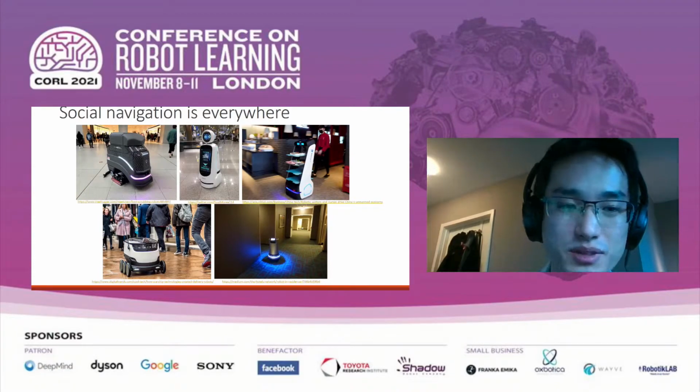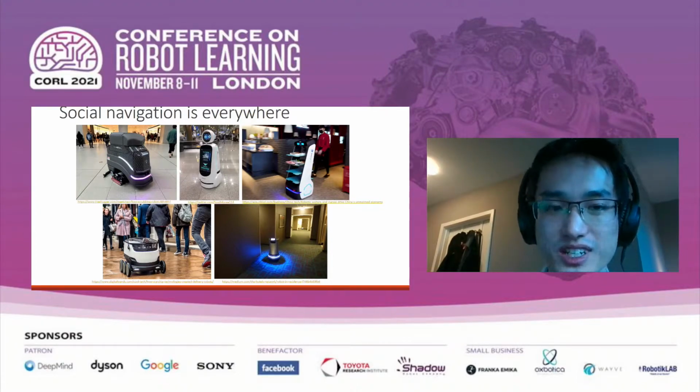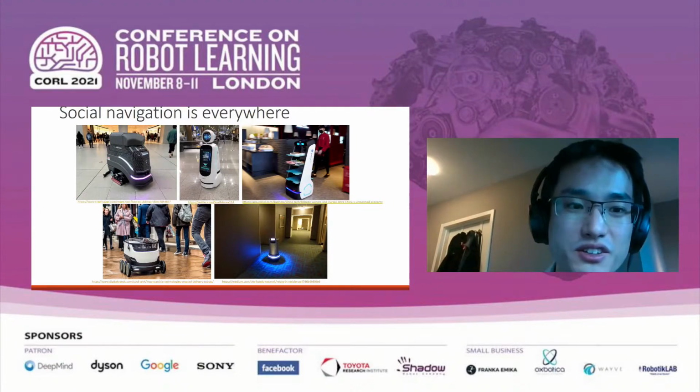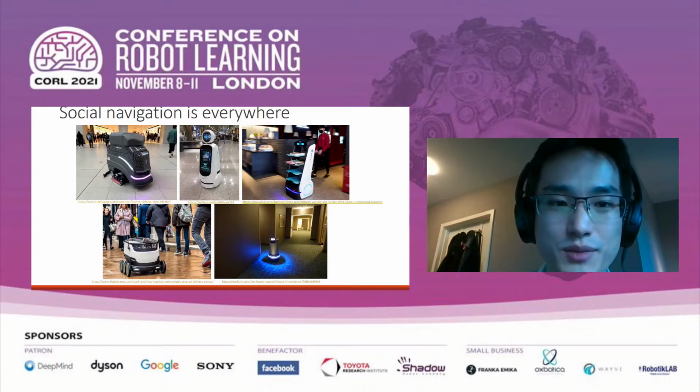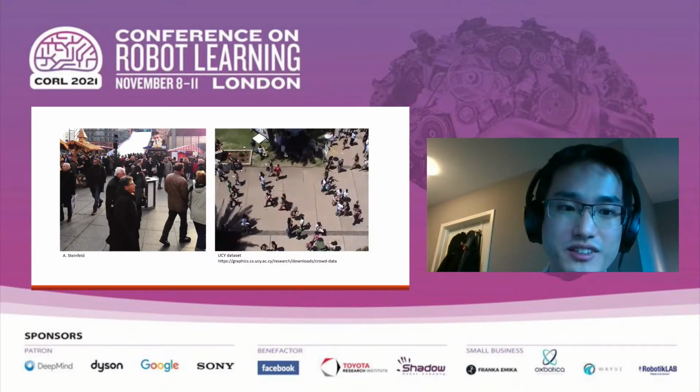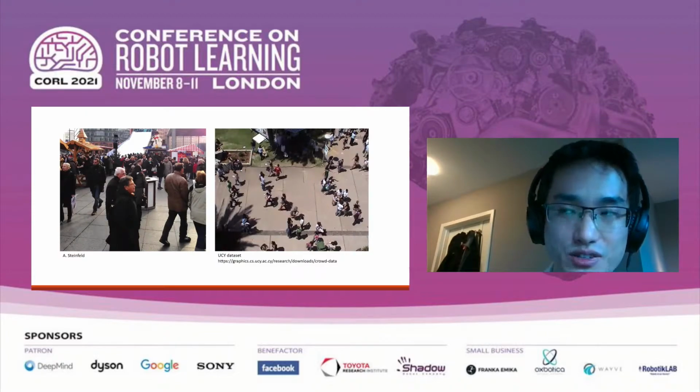Robots operate in places like shopping malls, airports, and restaurants. Therefore, it is increasingly important for a mobile robot to be able to interact socially and safely with its surrounding pedestrians. So imagine being on a busy street scene as shown in these two images.